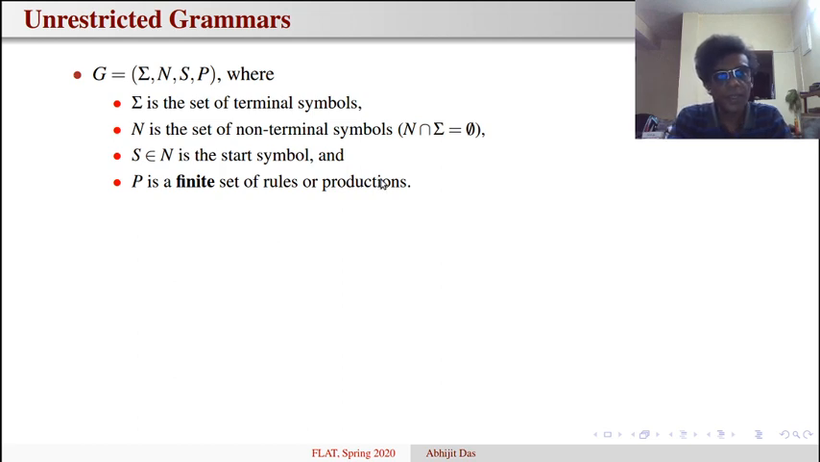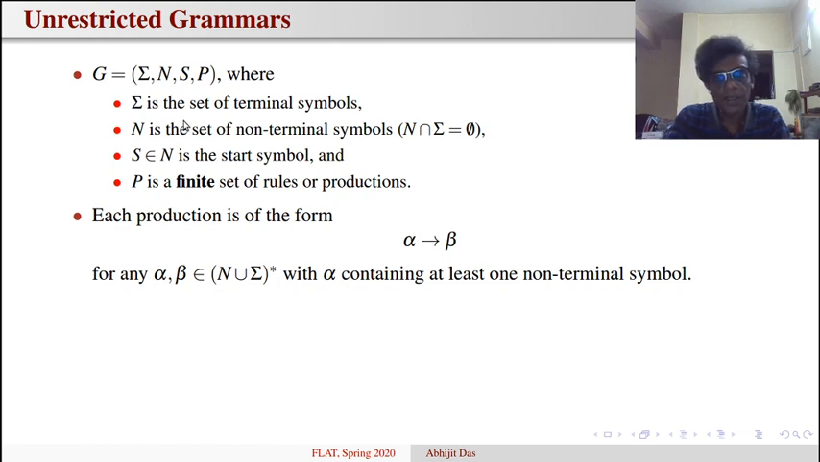Okay. This is exactly the same as a context-free grammar. The only difference is how the rules in P look. Now, in an unrestricted grammar or type 0 grammar, any production is of the form alpha becomes beta, where alpha and beta are arbitrary strings over non-terminals and terminal symbols, with the only requirement that on the left side, that is alpha, there must be at least one non-terminal symbol.